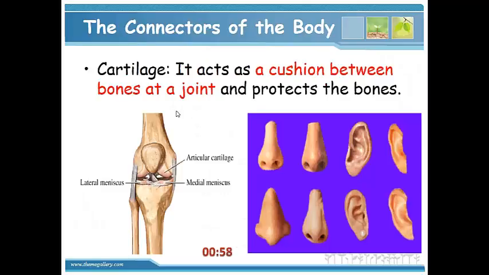Next is the cartilage. So cartilage is one of the important connective tissues that acts as a cushion between the bones at a joint. So when the cartilage is good enough, without any pain you can see the joints are easily movable. And also when the cartilage is damaged at a particular region, you'll feel a lot of pain. Even this cartilage is present in different parts of the body, forming the nose and also the ear, which is highly flexible and soft enough.